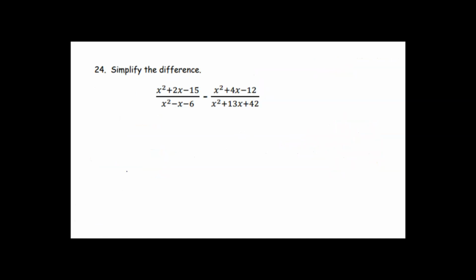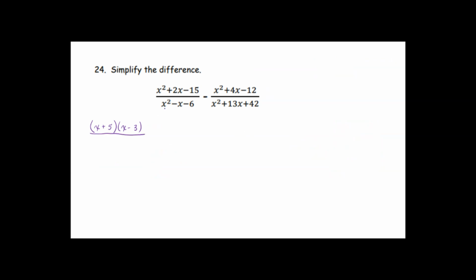All right, look at this one. We're going to do the difference. It looks very complicated, I'll be honest with you, but I want to start by factoring everything first. So let's factor this top left. I need two numbers that multiply to give me -15, but add to give me 2x. That's going to be +5 and -3.